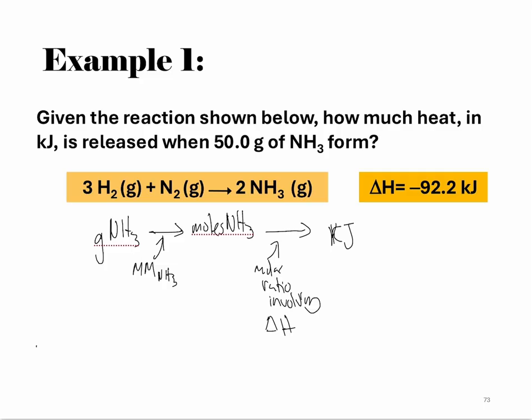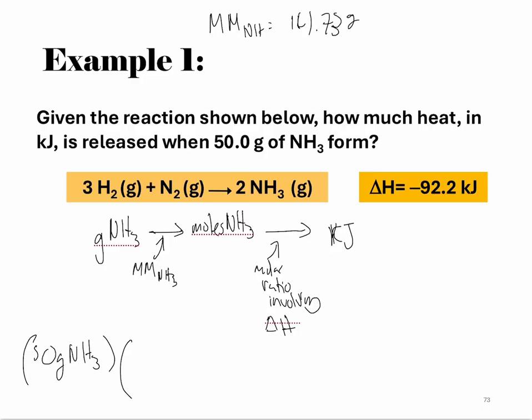So if we start from 50 grams of NH3, we use the molar mass. What's gonna go in the denominator? Whatever the number is, right? So nitrogen is 14 point what? I can't see. 14.01, okay, that makes it easier.